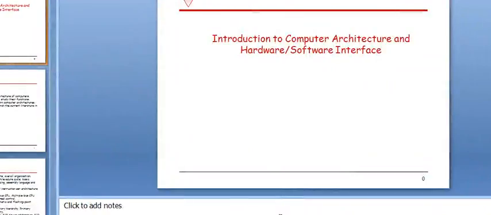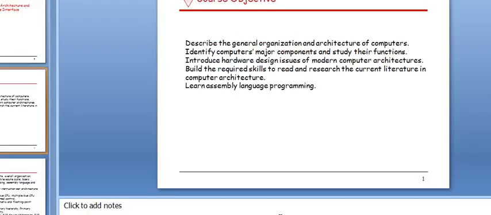We are starting today with our topic. Our topic is Introduction to Computer Architecture and the Hardware and Software Interface. Actually, we are talking about computer architecture and their components, like hardware and software.